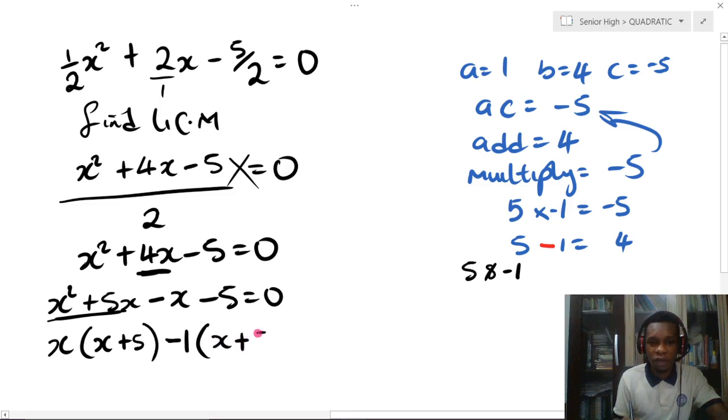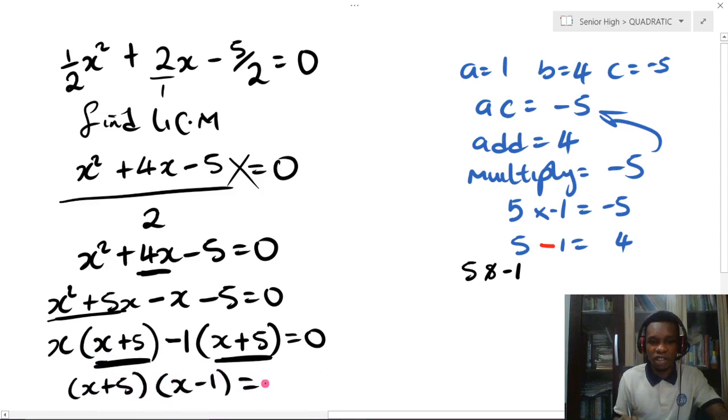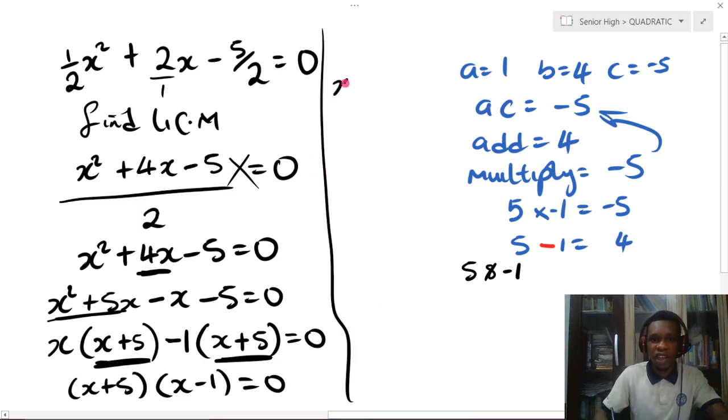X plus 5. Why did I say it's plus 5? Because when this minus multiplies through, we'll get back this. So it's equal to 0. And then since they are now the same, look at it now, they're now the same, we can now take one of the brackets, x plus 5, and take the one outside, x minus 1 is equal to 0.